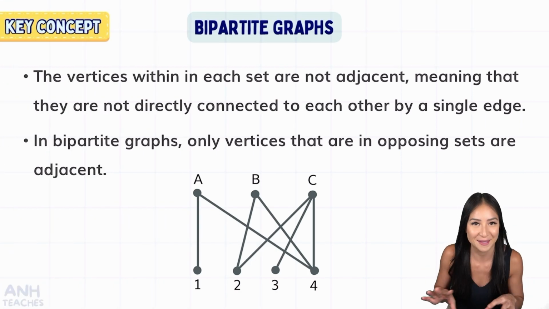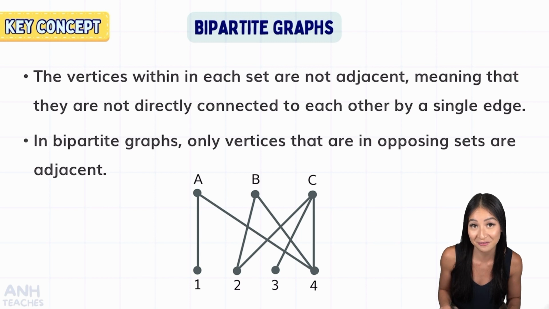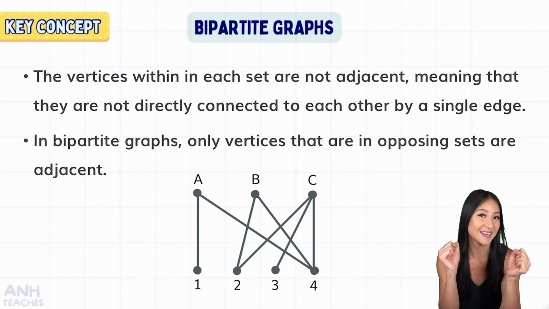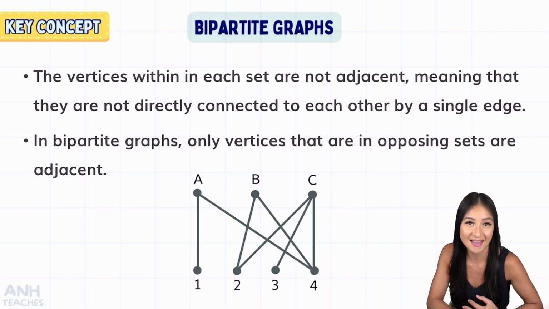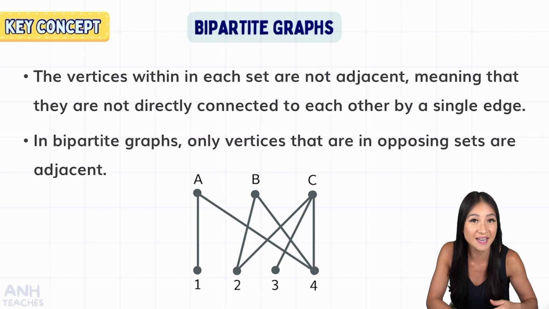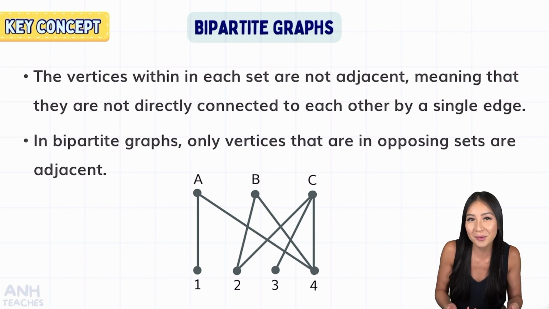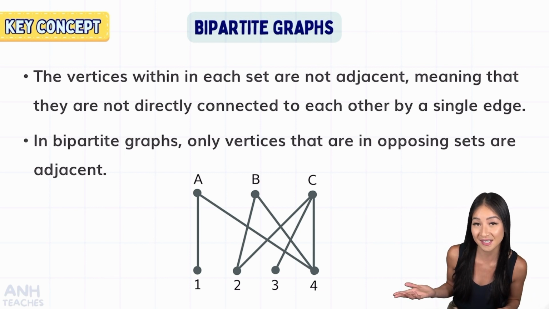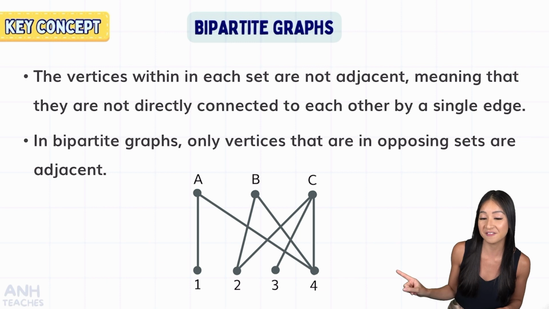Now, you can't just randomly divide these vertices into two groups. There are conditions that need to be followed. So the vertices within each set are not adjacent. What that means is that a vertex in one group is never going to be directly connected to another vertex in the same group. Another way to look at that is that the edges in a bipartite graph always begin at a vertex in one group and end at a vertex in the opposing group.